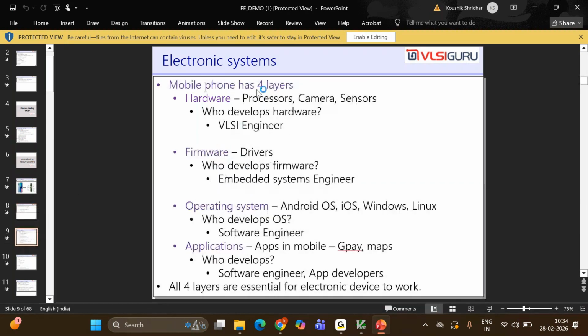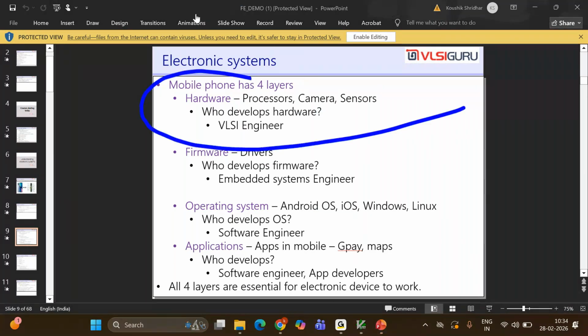So a mobile phone, right? In total, it has 4 layers actually. First layer is the hardware, second layer is the firmware, third layer is the operating system, fourth is applications. Hardware examples are processor, camera unit, sensor modules. Who develops it? VLSI engineers develop it. So our role comes in the hardware development of an electronic system.